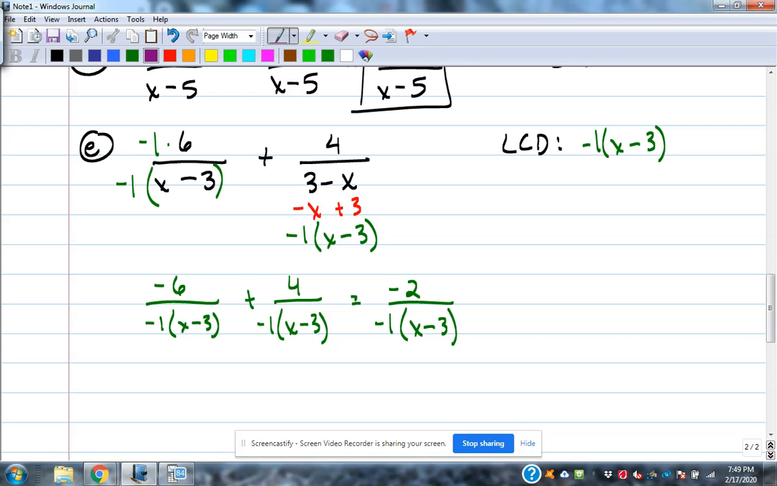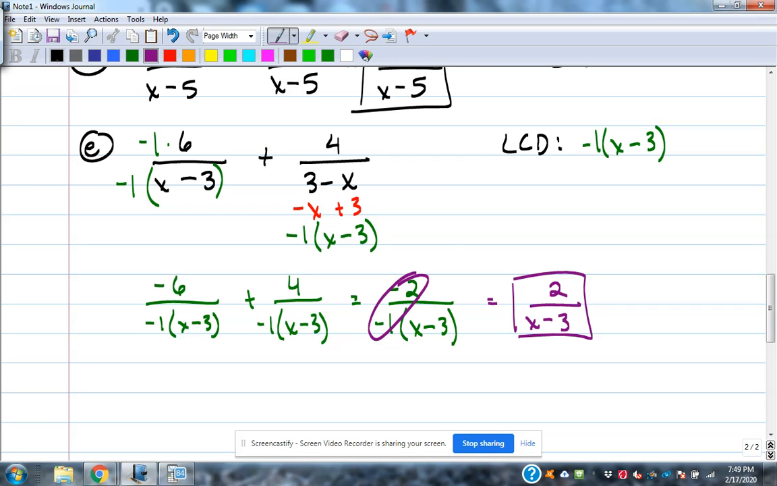And then can I simplify that? Yeah, it turns to a positive 2 over x minus 3. But factoring out that GCF in the denominator was the first step. Factoring the denominators is going to be where you're looking to try to get things happening with that.